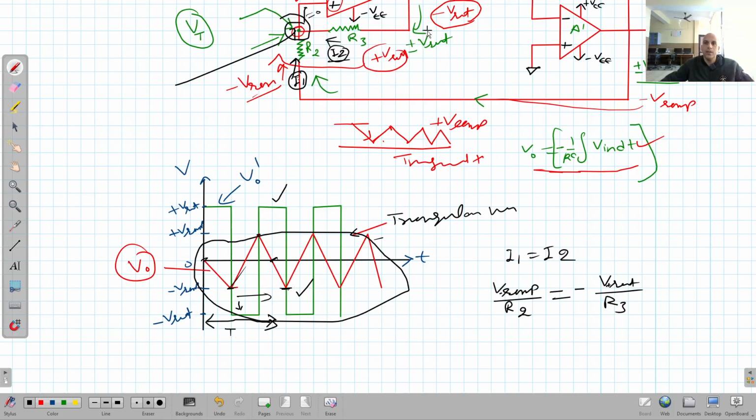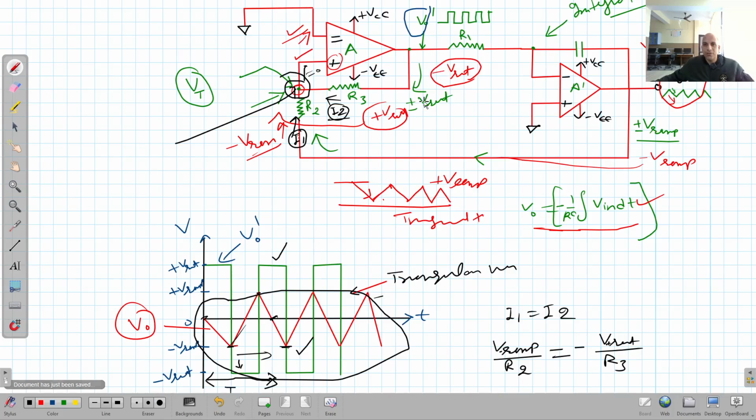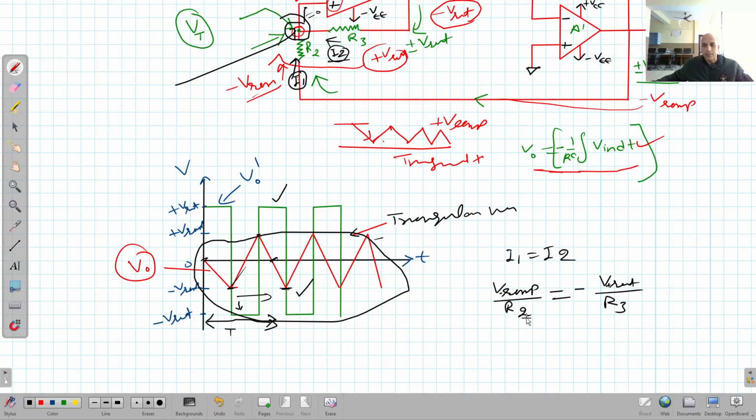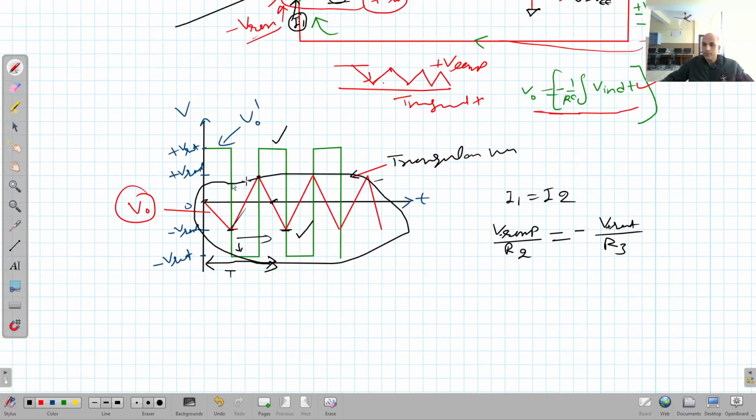You can see from here it was plus V saturation initially. Negative, because these two currents are opposite. That's why they are cancelling each other. And this is V negative ramp upon R2. So I can say V ramp negative is equal to minus R2 upon R3 times V saturation plus. Clear? So this is the value of the negative V ramp.